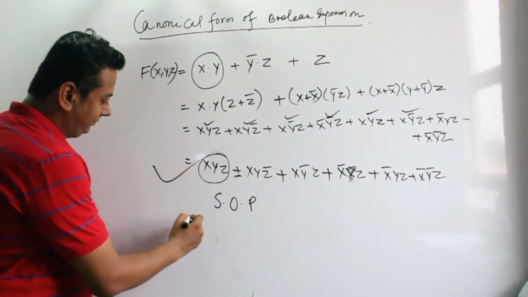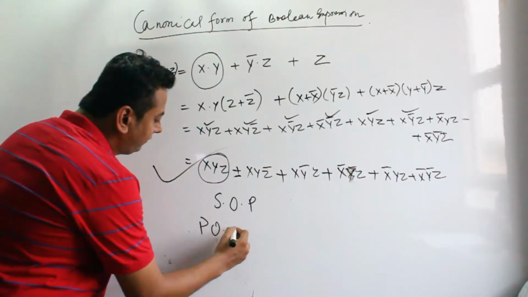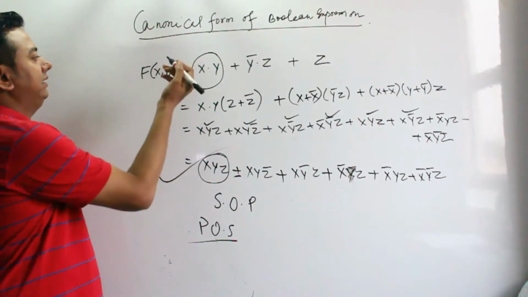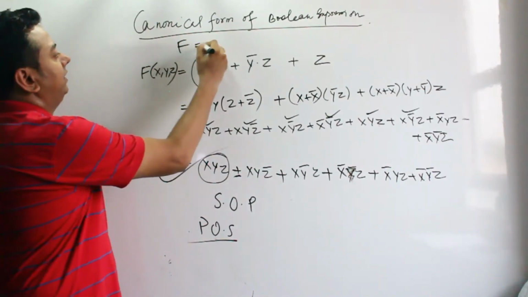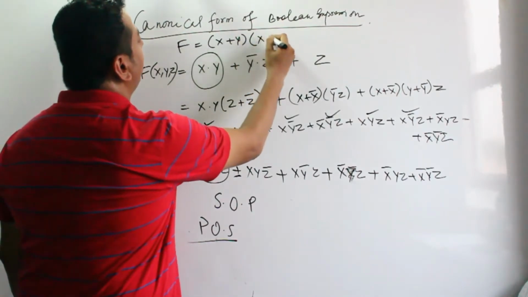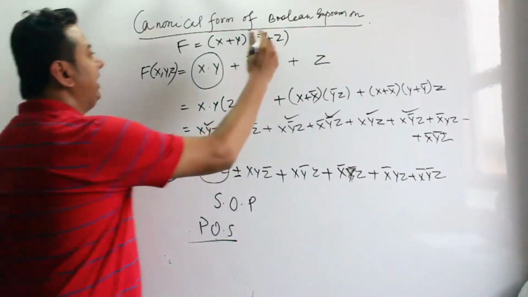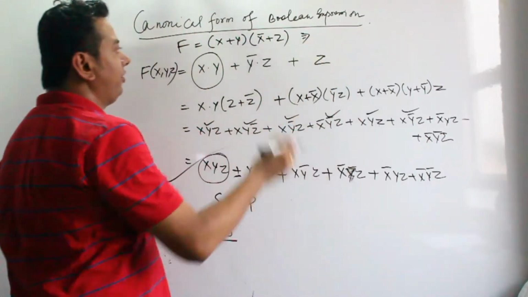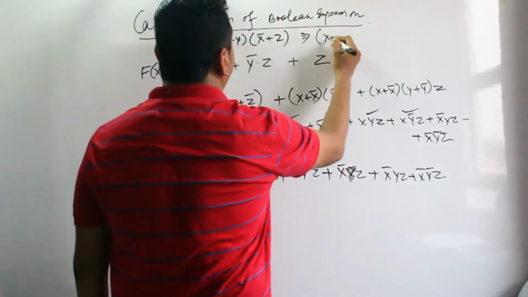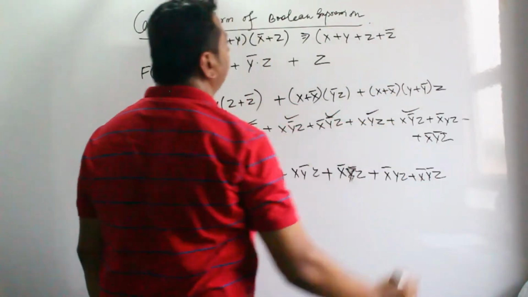In a similar fashion, there could be product of sums also. So if you are given an expression, let's say f is equal to (x plus y)(x bar plus z), I can write it in canonical form. This is one implicant, this is another implicant. So this will be x plus y. Can I write z plus z bar?